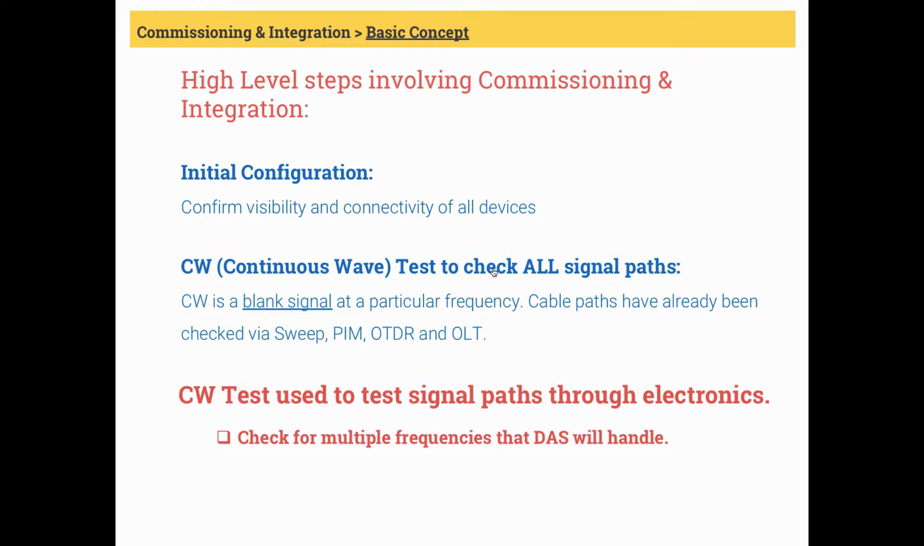Checking for multiple frequencies. If you're building a multi-carrier DAS, engineers will also have to check these paths in multiple frequencies because electronics may have cards within them dedicated to particular frequencies. Checking downlink and uplink. Engineers also have to check downlink and uplink paths.